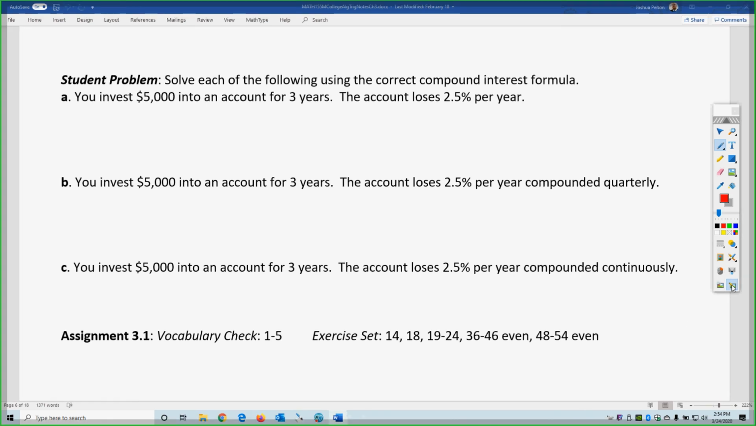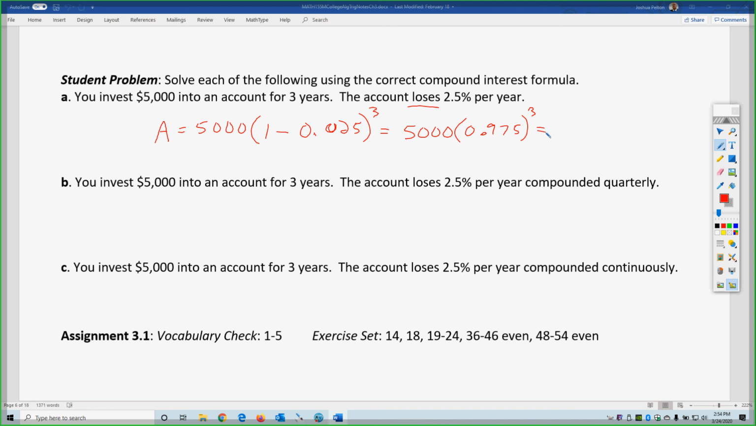Okay, in the student problems, the amount that we're going to have is 5,000 times 1 minus 0.025. We are losing 2.5%. We're not gaining, okay? And it's over 3 years. So if you extrapolated that out, that's 0.975 to the third, okay?